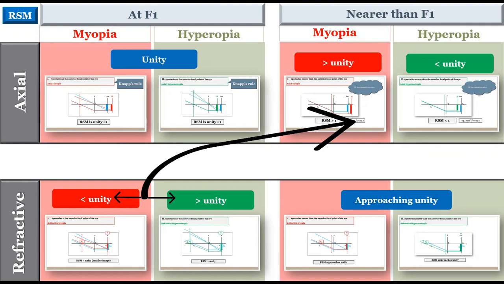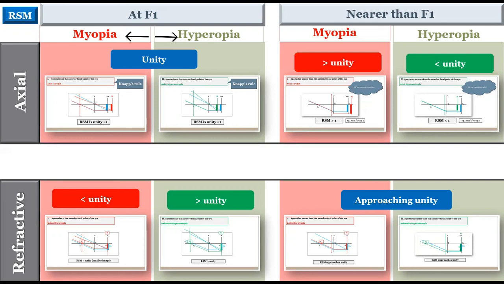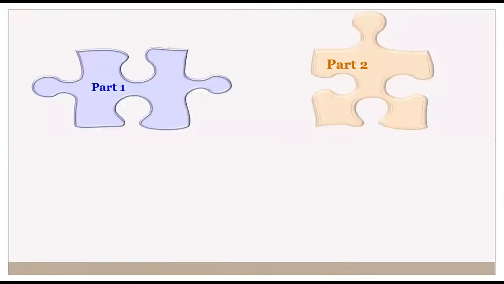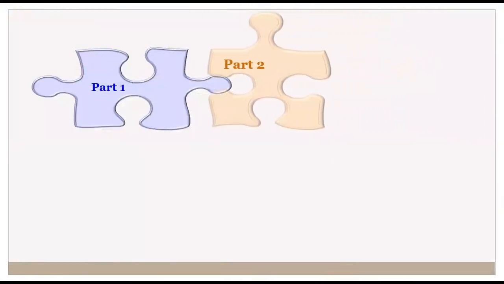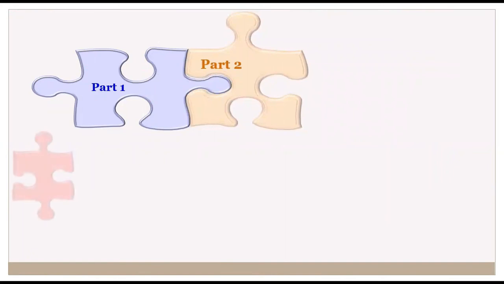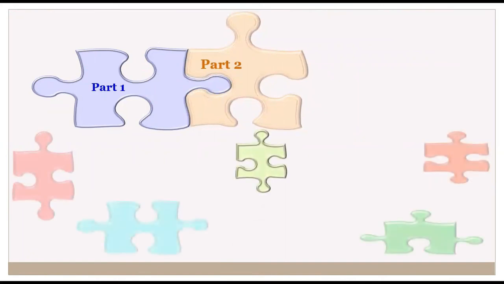Actually, it is more complicated because, as mentioned earlier, we have mixed cases of refractive and axial. And also there is a controversy regarding the accuracy and validity of Knapp's rule in these two possibilities. With that, I end this part. We still have many to cover in the future.